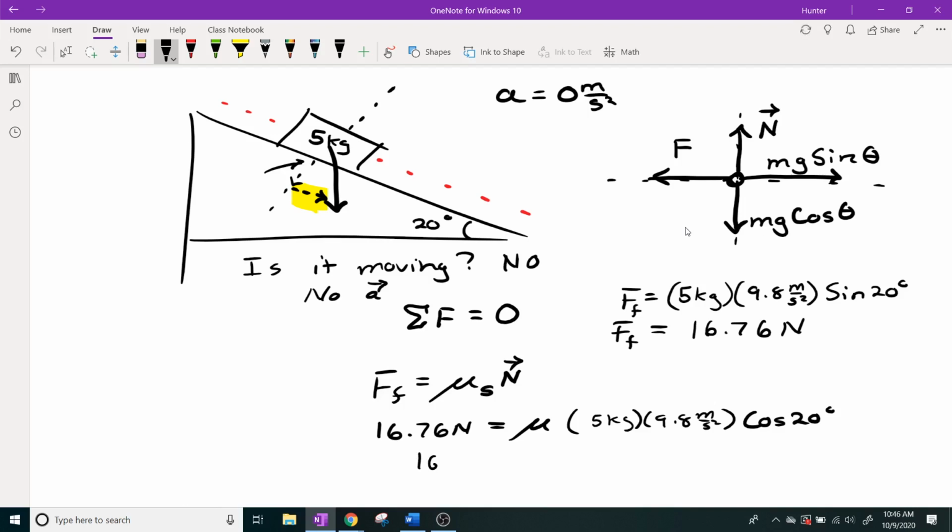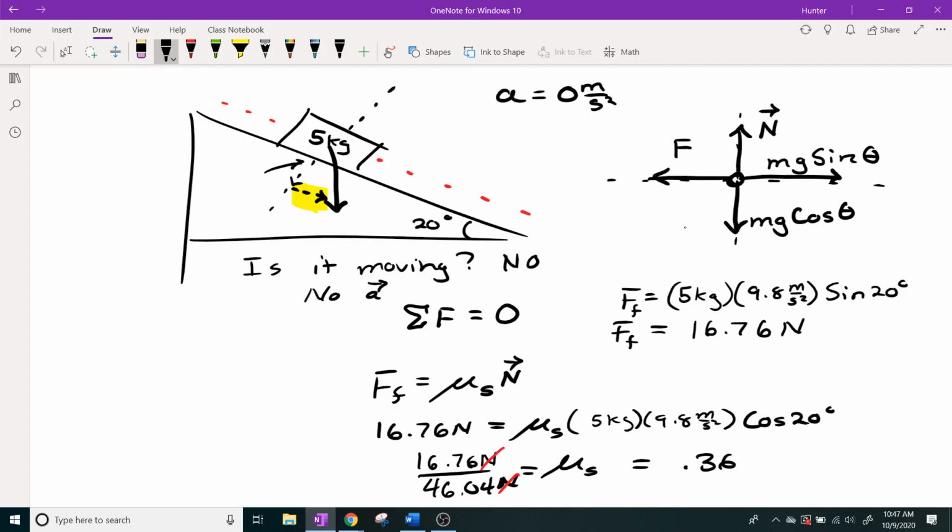46.04, so it's 16.76 newtons divided by 46.04 newtons. That gives you a mu sub s value of 0.36. And notice, it's dimensionless, because the newtons are going to end up canceling out. That is an important thing to add. Everybody brought newtons to the party, so it goes away.